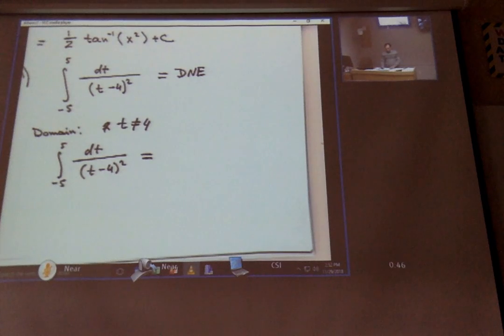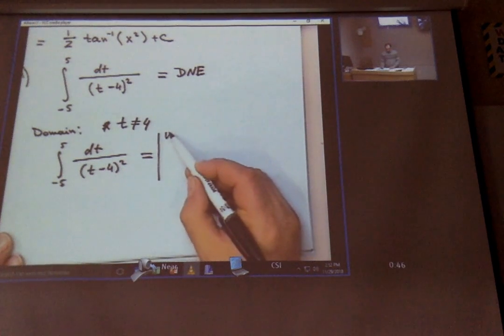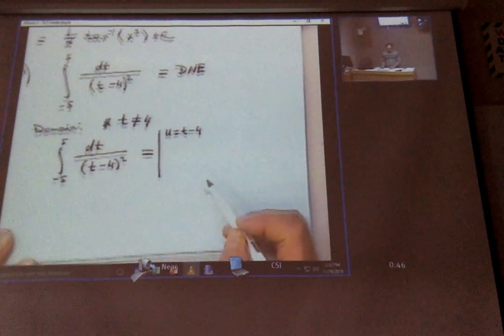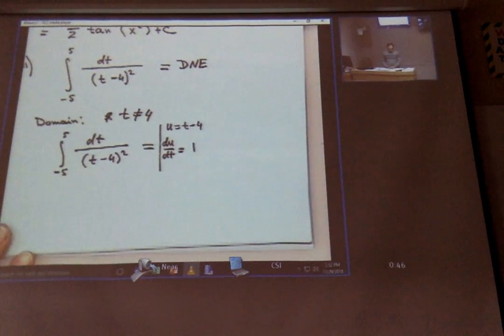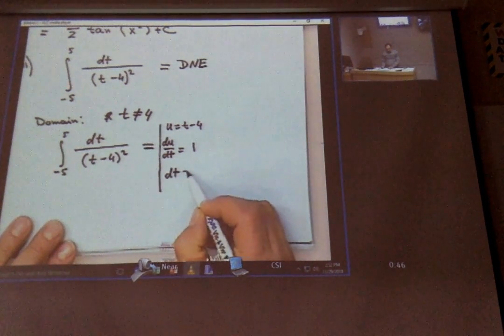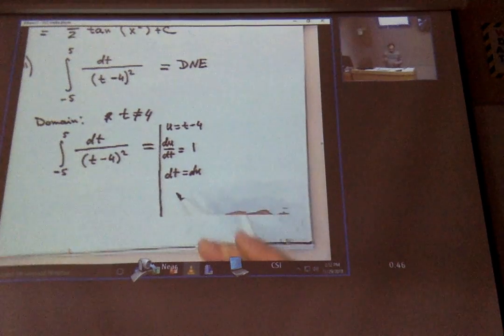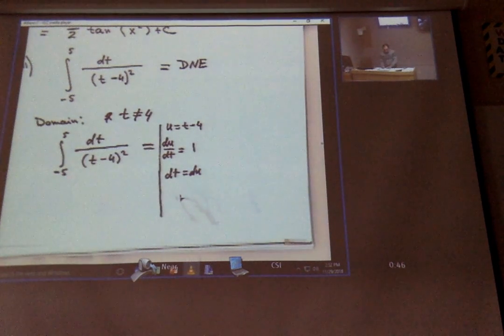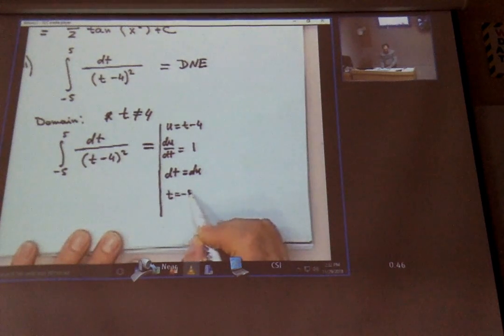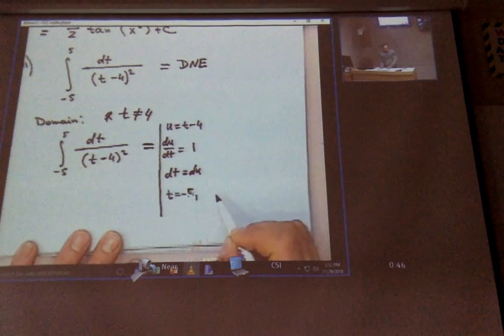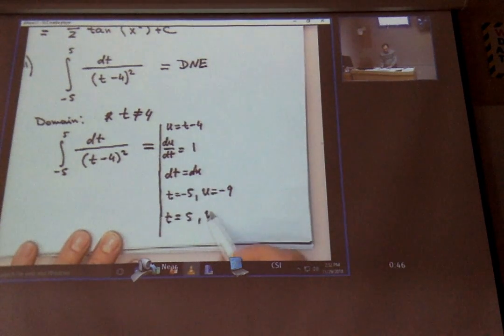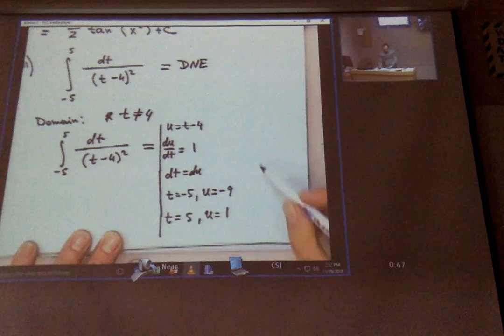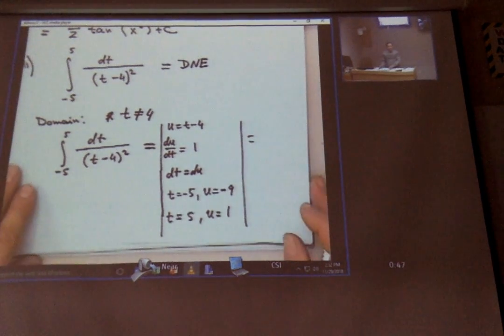Yeah, I'd probably go with the substitution. I would do that too. So u equals t minus 4, right? That will be the substitution. Then you get du over dt equals what? 1, right? And you get dt equals du. We will change the upper and lower limits. So when t is negative 5, then u is what? Negative 9. When t is 5, then u is what? 1, right? So far we do not see any difficulty, okay?